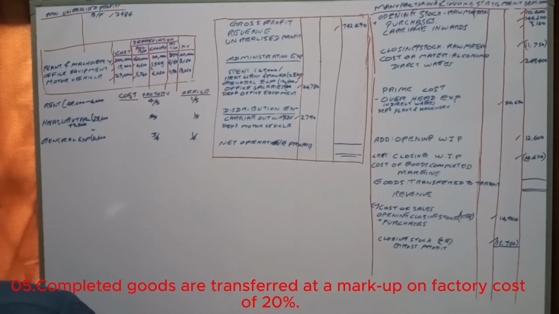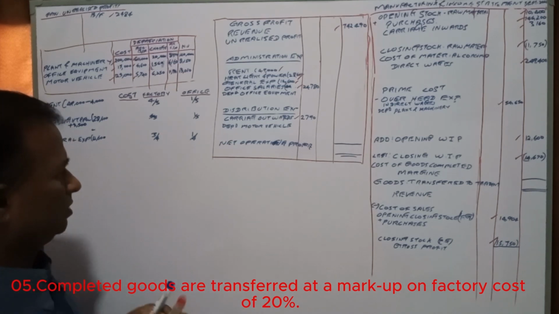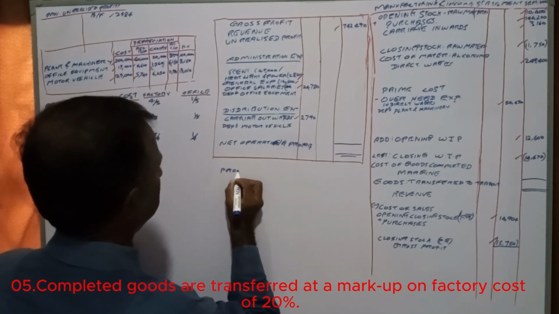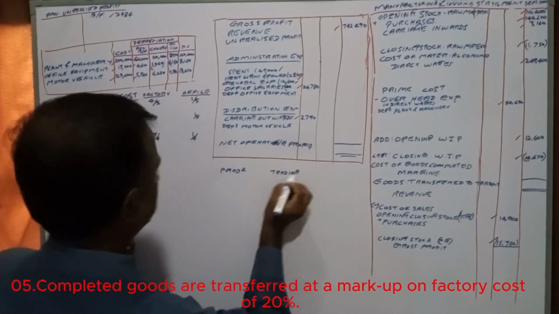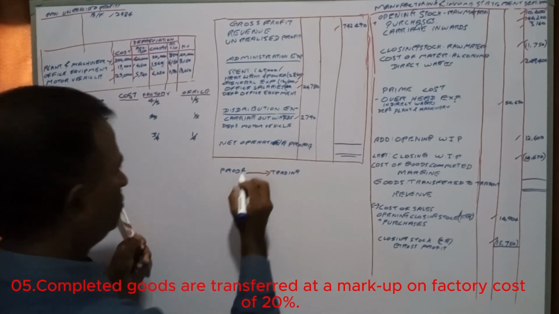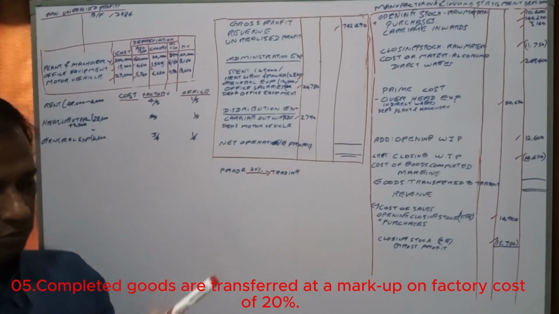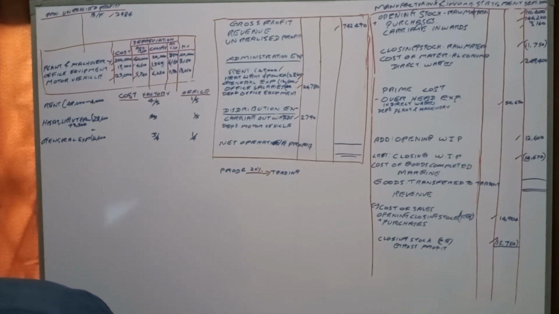3,500. Completed goods are transferred at a markup on the factory cost of 20%, from production to trading. Goods transferred at 20% margin. Depreciation is to be provided as follows; I will come to that later. And here all the information we have received.